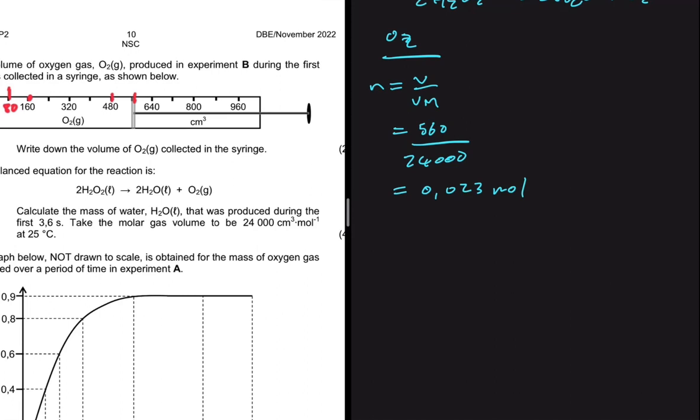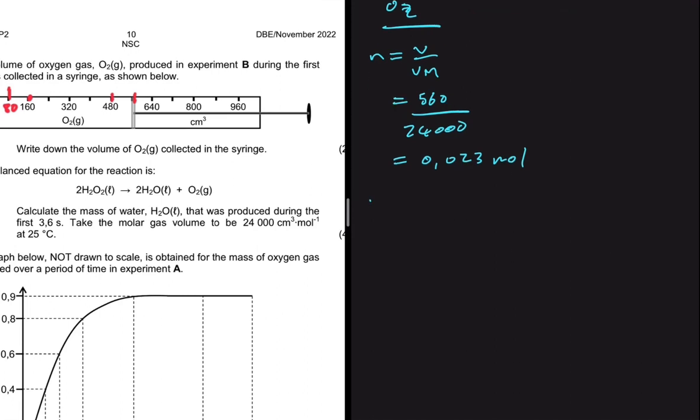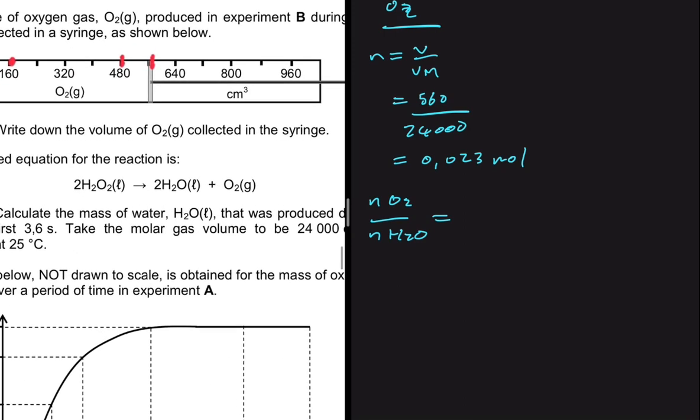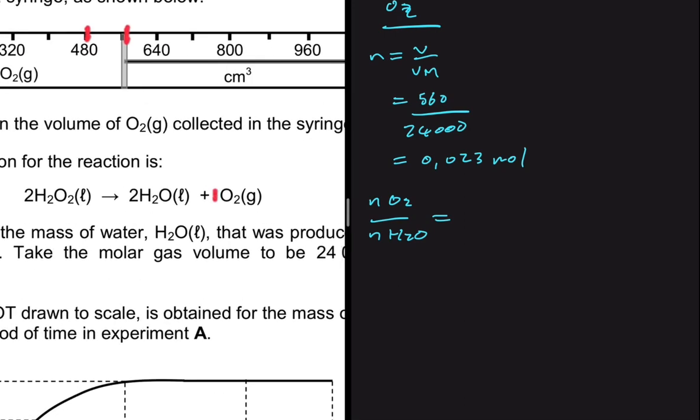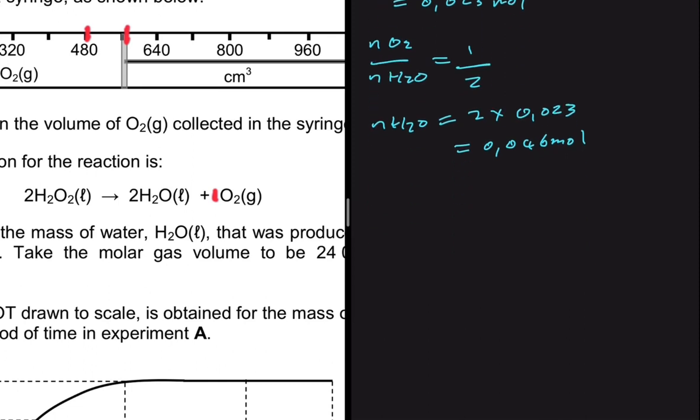But let's not forget, we want to use the moles of O2 to find the number of moles of H2O. So the number of moles of O2 divided by the number of moles of H2O is equal to the balancing coefficient of O2, which is 1, over the balancing coefficient of H2O, which is 2. So the number of moles of H2O is 2 times the number of moles of O2. So we're going to have 0.046 moles of H2O.